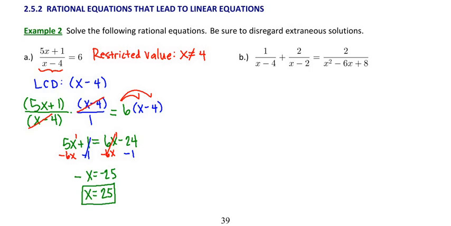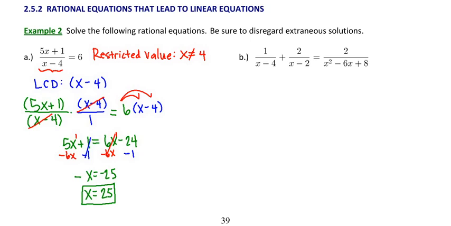Now, we did a similar method in section 2.1, solving linear equations that had fractions. Again, the difference there is that our lowest common denominator was a constant, whereas here our LCD contains a variable. Let's try example B. This one's a little more complicated.